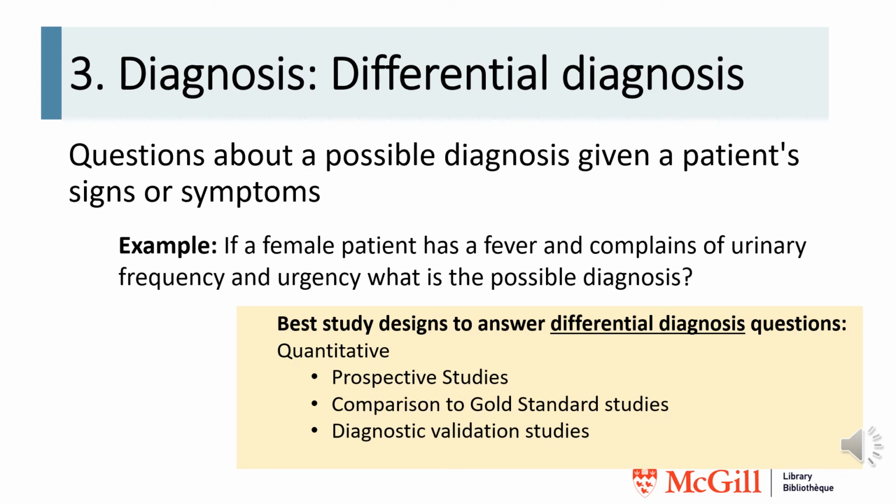We mentioned earlier that there are two types of diagnosis questions. Differential diagnosis questions are questions about a possible diagnosis given a patient's signs or symptoms. For example, if a female patient has a fever and complains of urinary frequency and urgency, what is the possible diagnosis? The best study designs to answer differential diagnosis questions are also quantitative: prospective studies, comparison to gold standard studies, or diagnostic validation studies.